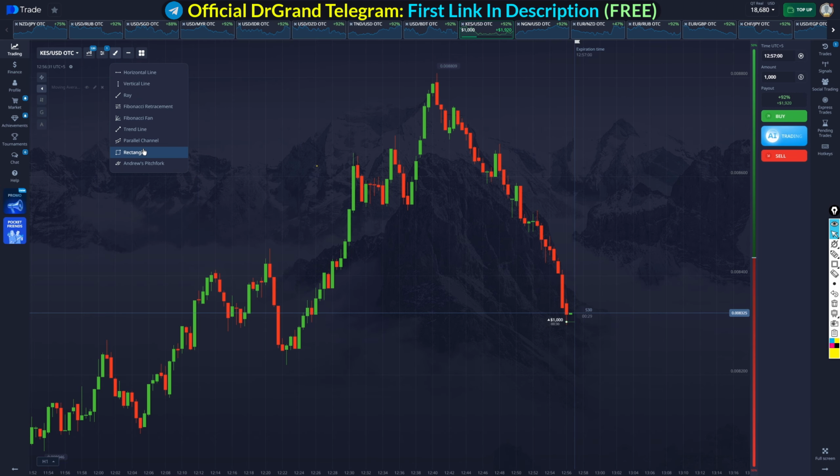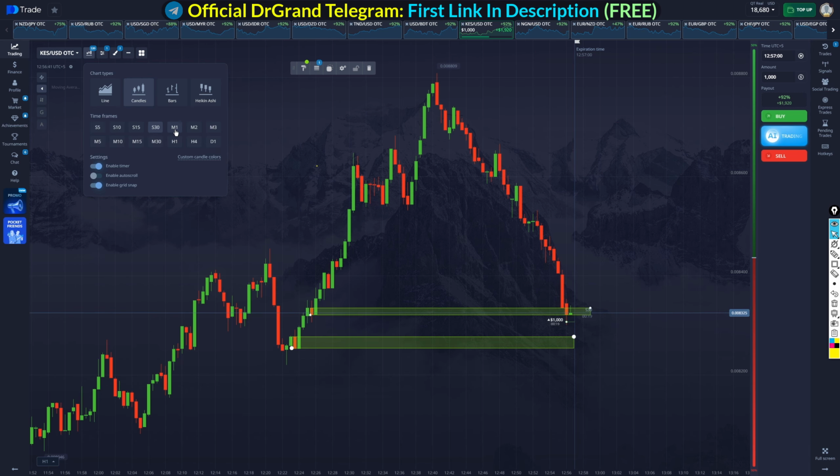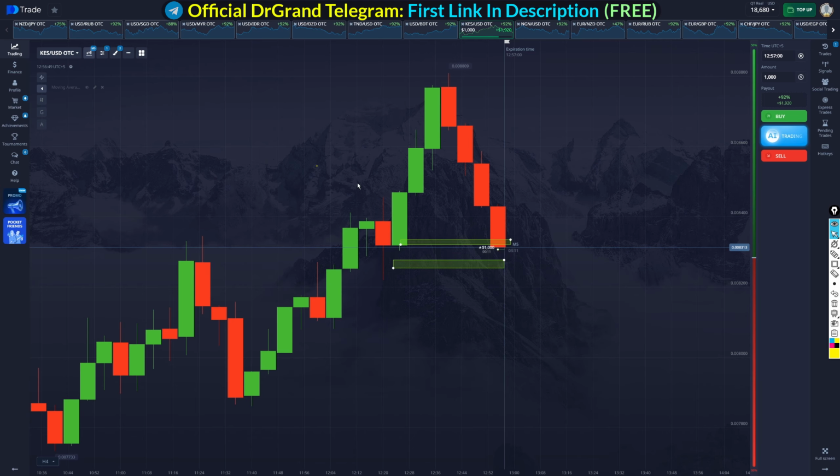Let me mark this real fast. This is a demand zone. We have also another demand zone right down here. It's happening inside an engulfing pattern, right? The QM itself is this one. And we have engulfing in 5 minutes.